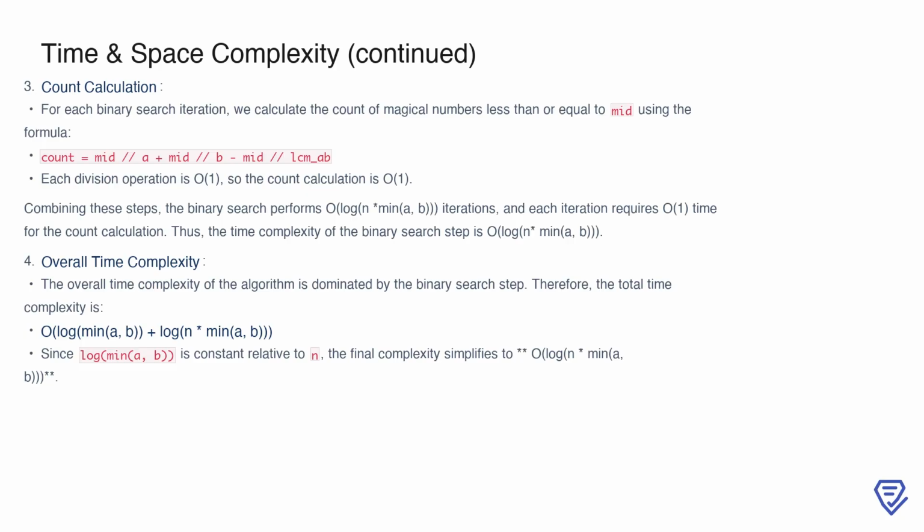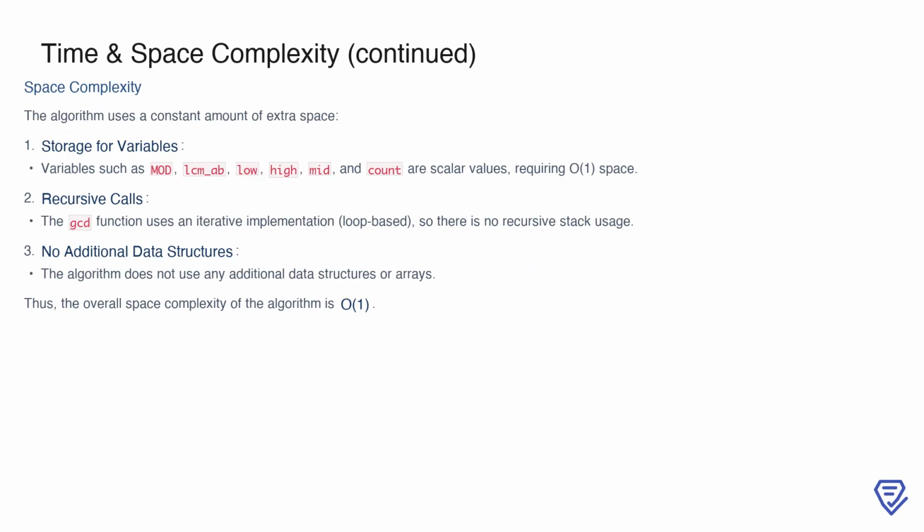Finally, combining the time complexities of the GCD, LCM, and binary search steps, the overall time complexity of the algorithm is dominated by binary search. This gives us a total complexity of O(log(min(a, b)) + log(n * min(a, b))). However, since log(min(a, b)) is constant relative to n, the final complexity simplifies to O(log(n * min(a, b))). Now let's shift our focus to the space complexity of the algorithm.